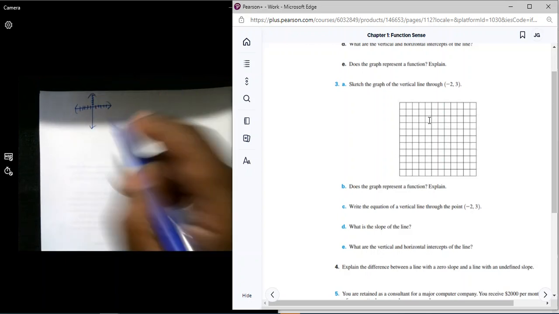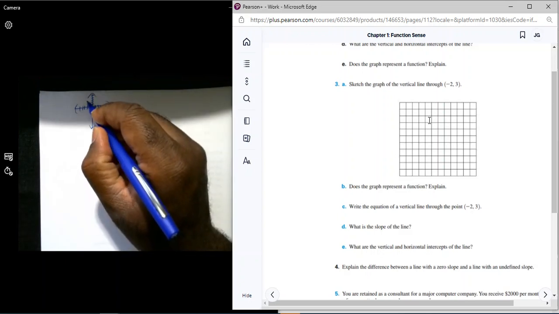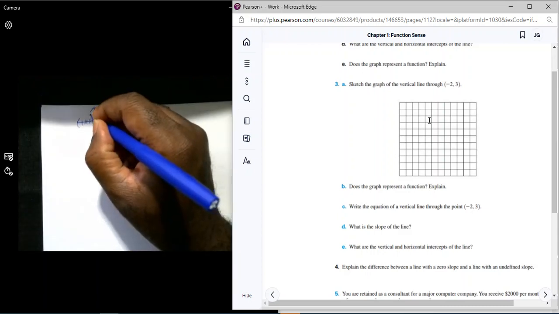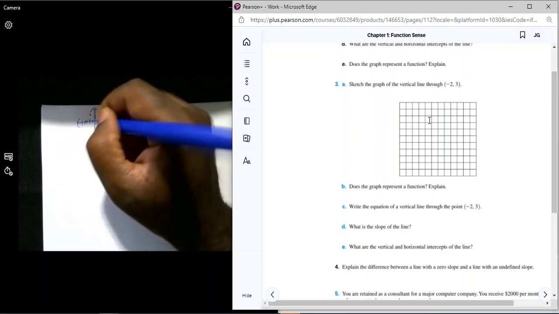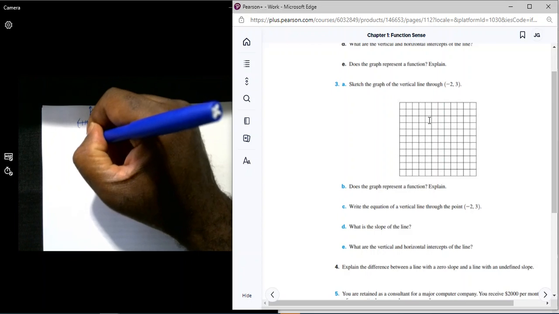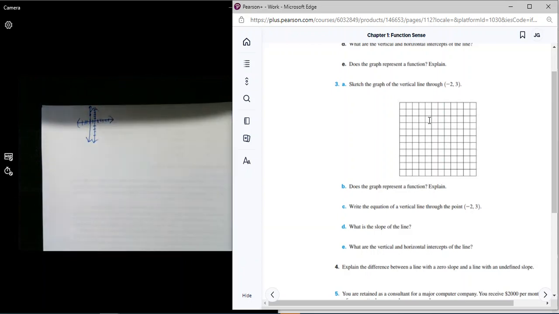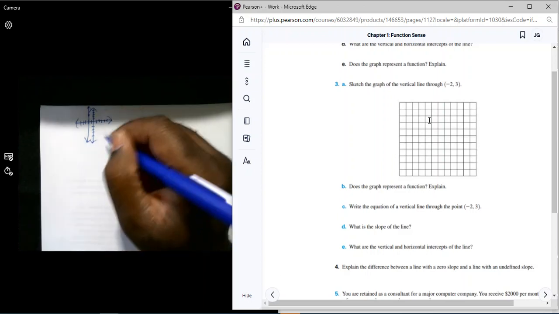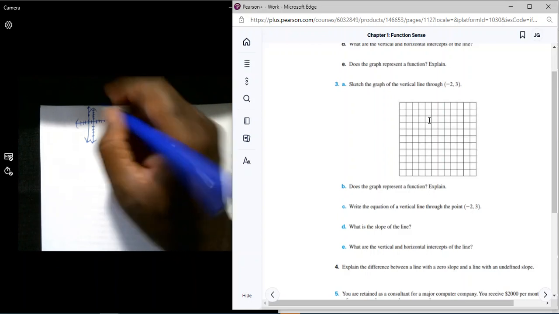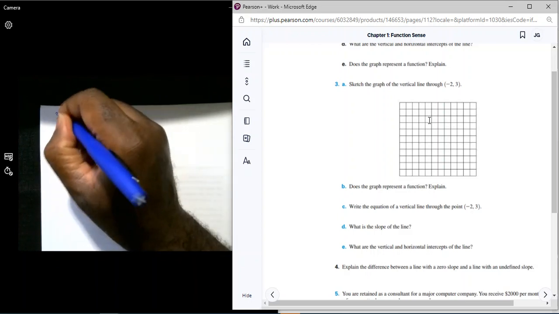So they tell us to plot negative 2, positive 3 to be about here. Negative 2, positive 3 according to my graph. And then we're supposed to draw a vertical line from this point. Now, if you notice here with this vertical line, that would mean no matter what y is, x is going to remain the same. So, with that being said, it says sketch the graph of the vertical line through negative 2, 3. So this would be 3a.